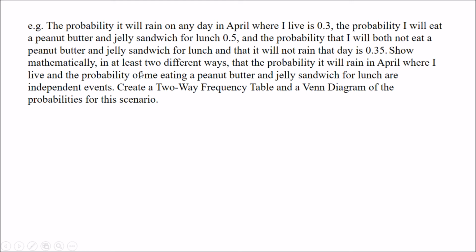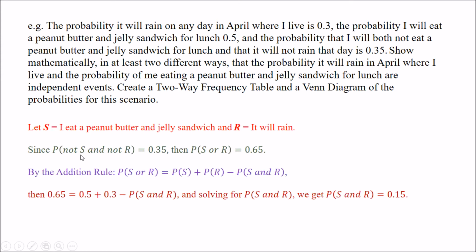Show mathematically, in at least 2 different ways, that the probability it will rain in April where I live and the probability of me eating a peanut butter and jelly sandwich for lunch are independent events. Create a 2-way frequency table and a Venn diagram of the possibilities for this scenario. We'll let S stand for the sandwich, I eat peanut butter and jelly. We'll let R stand for rain, that it will rain.